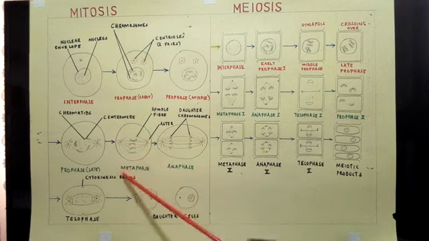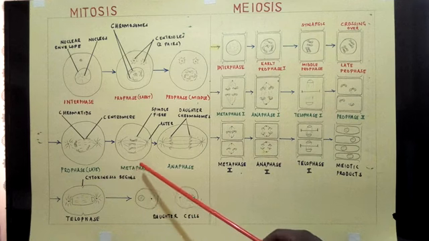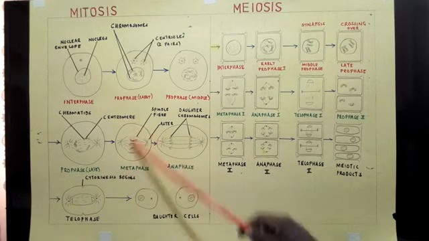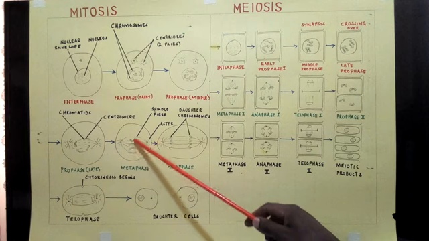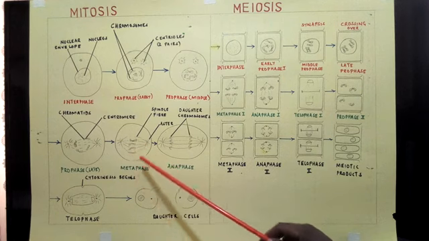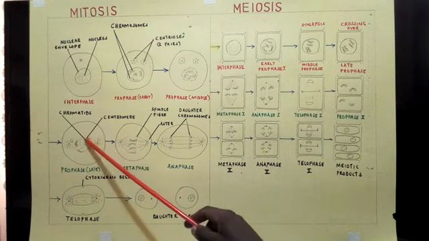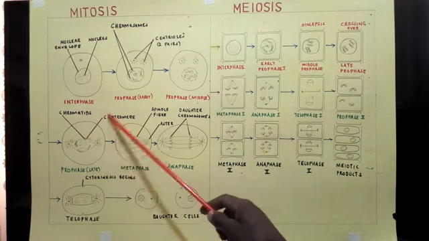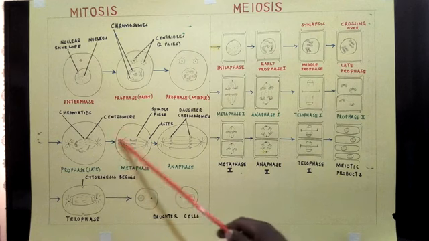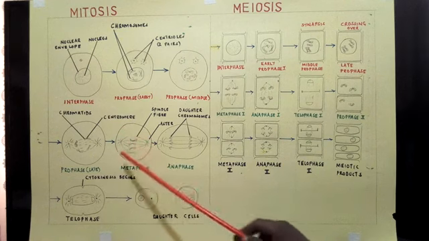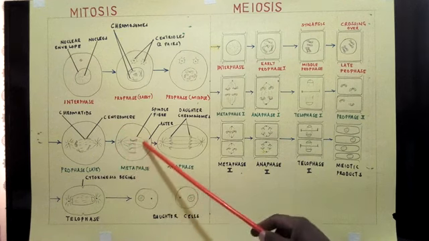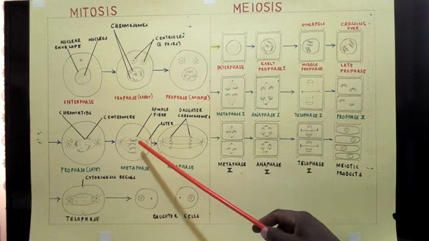Now in this process of metaphase, we're going to see that the chromosomes are going to align themselves at the equator, and they're going to be attached by the spindle fibers at the centromere. We said that this central part of these threads of the chromosomes is referred to as the centromere. Therefore, these spindle fibers are going to attach the chromosomes at the centromere to these poles.